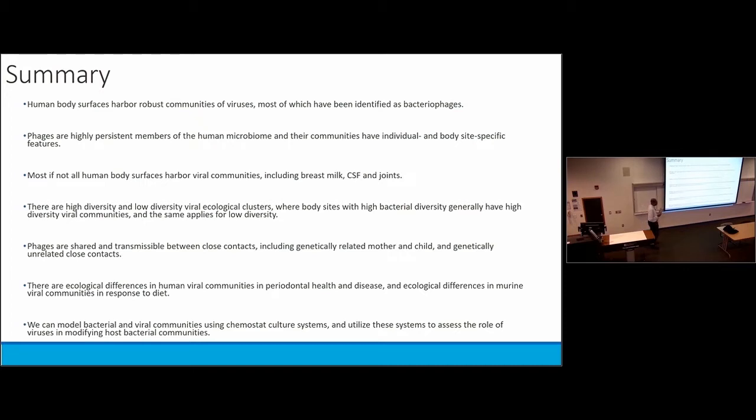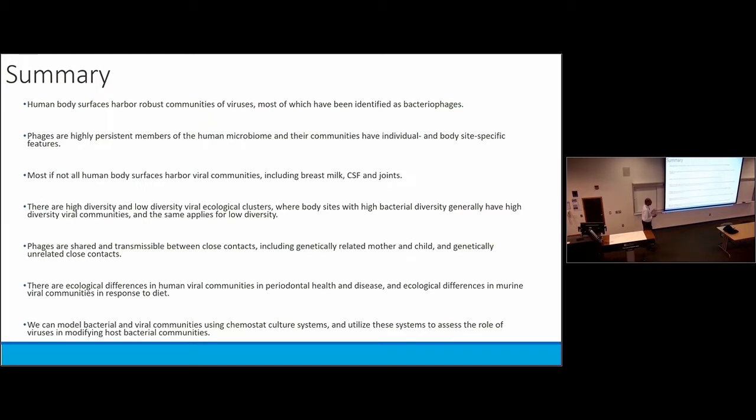These phages are shared and they are transmissible between close contacts, unrelated close contacts. We also know that they're shared between genetically related close contacts as well. We can find these sort of ecological differences in the viromes in the subgingival crevice of people who have periodontal health and disease. We can also find, particularly in mice, that these viromes will respond to diet.